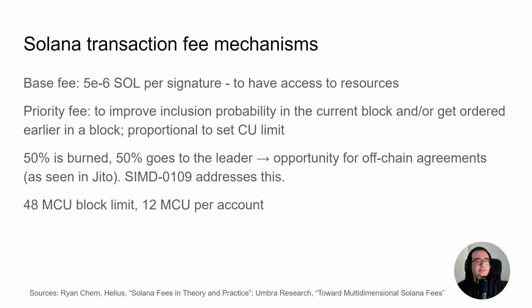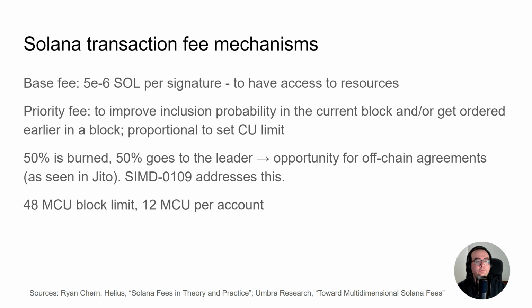The priority fee is not fixed, but is proportional to the compute units, or better said, to the compute unit limit that you set. So when you send a transaction, you want to say, I will use at most this amount of compute units. And then you will need to pay depending on the compute units that you ask.